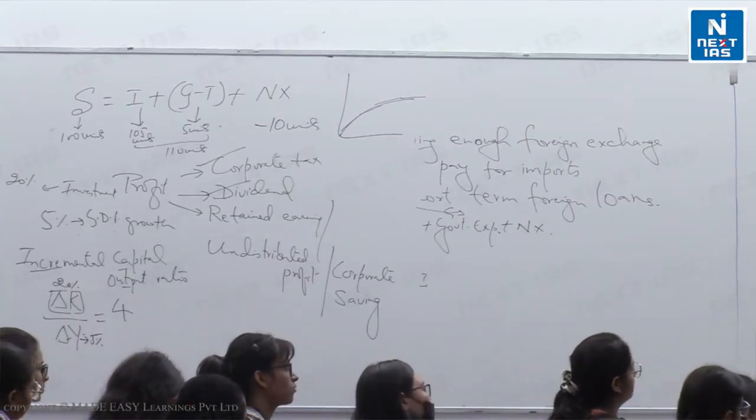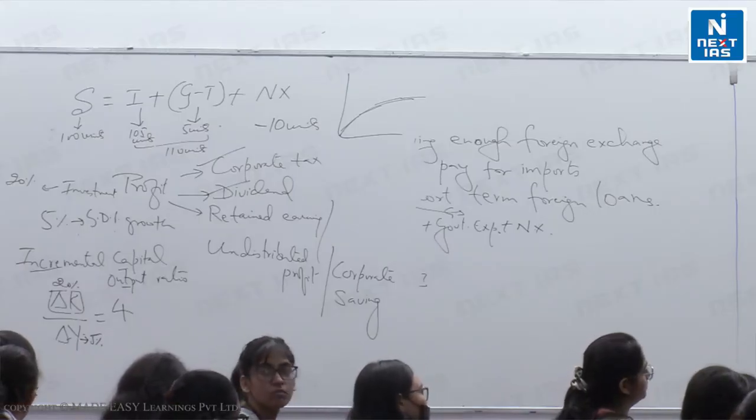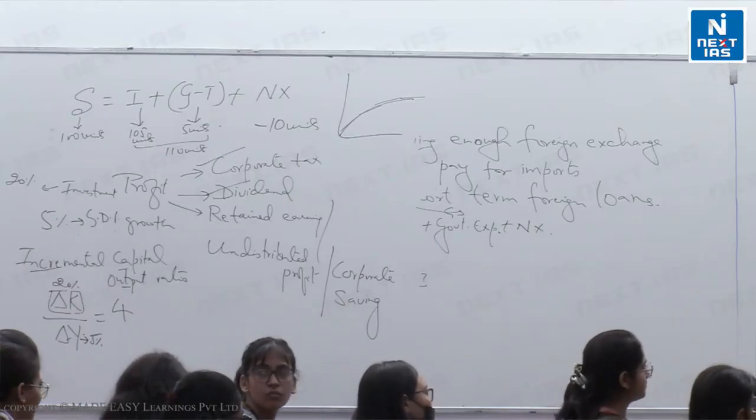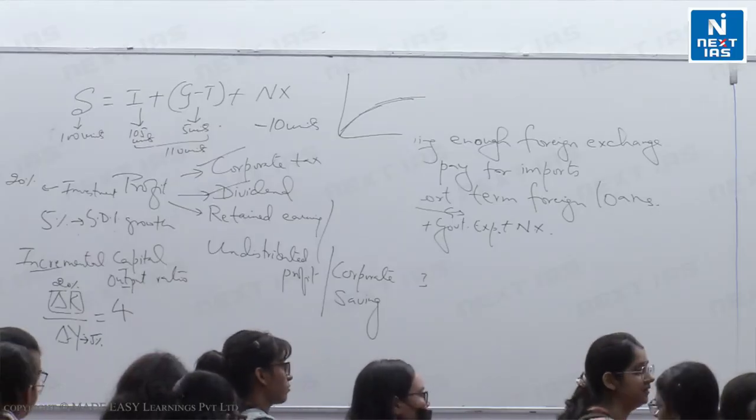Because the government expenditure increased and savings decreased. Because government was now spending more on poverty alleviation. Government was spending more on infrastructure development. So yes, and the taxes were not as high, so it was not coming in.